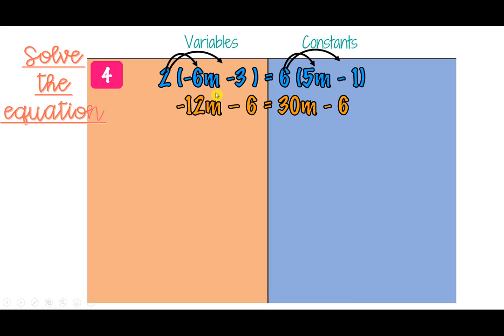2 times negative 6m is negative 12m. 2 times negative 3, negative 6. 6 times 5m, 30m. 6 times negative 1, negative 6. Now this looks like an equation that has variables and constants on both sides, but I want to move my variables to the orange side. So 30m, what's the opposite of adding this positive 30m? It's subtracting it.